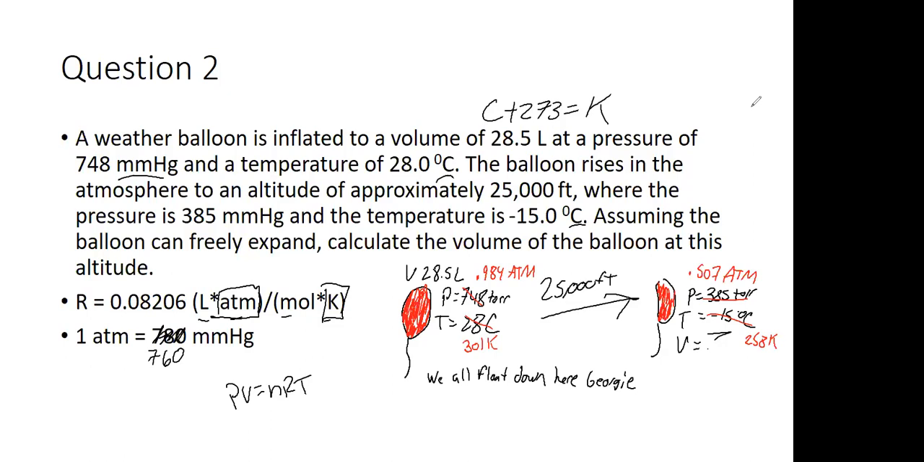How did I convert to atmospheres? Using this conversion right here. One atmosphere is 760 torr. So 748 torr, 760 torr is one atmosphere. The atmosphere to torr conversion will be given. You don't have to memorize one atmosphere is 760 torr. And I did the same thing for 385 over there.